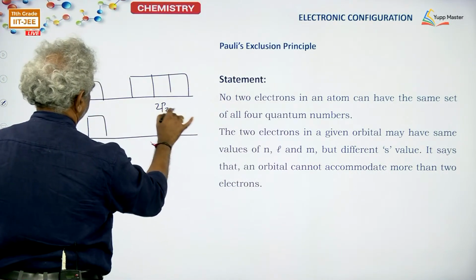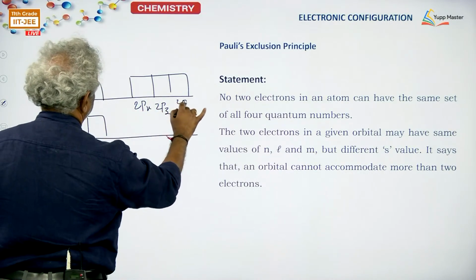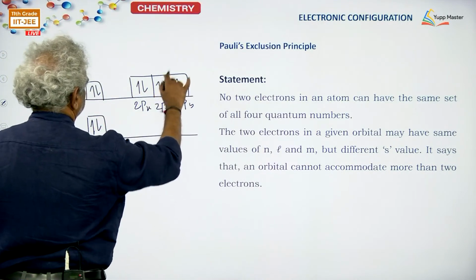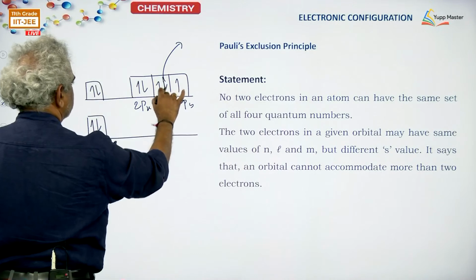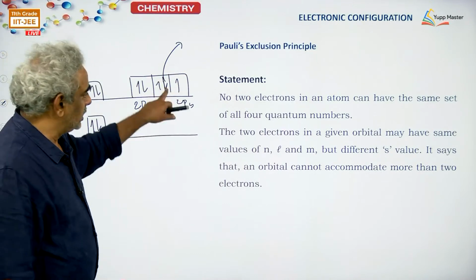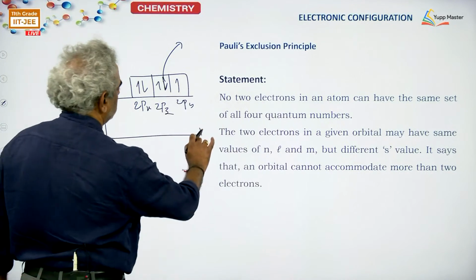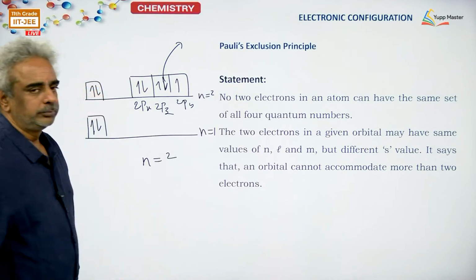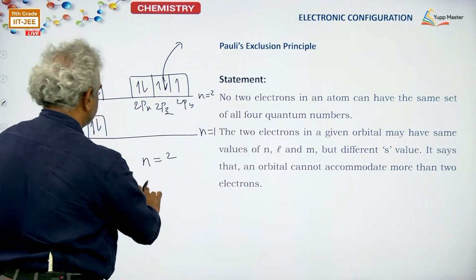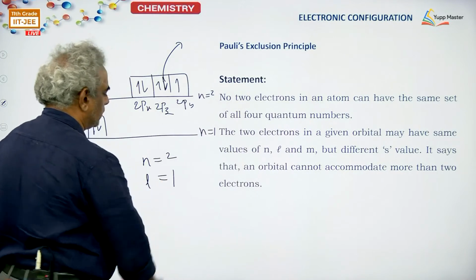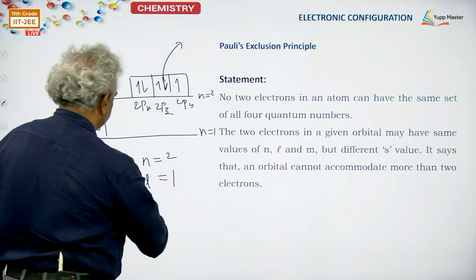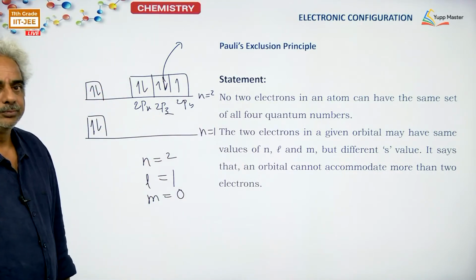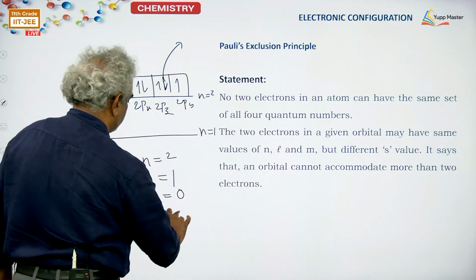2pz. So what are the quantum numbers of this electron? This electron, n value is 2. What is the l value? Because it is in a p orbital, l value is 1. What is the m value? 0, because it is the z orbital. s is minus half, downward electron.